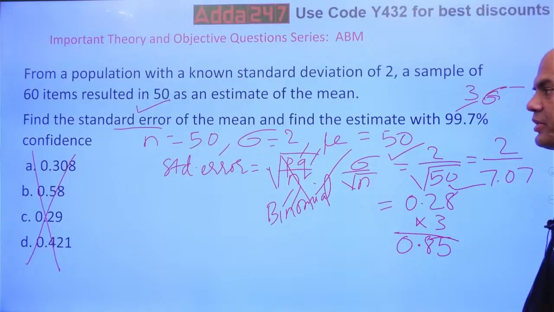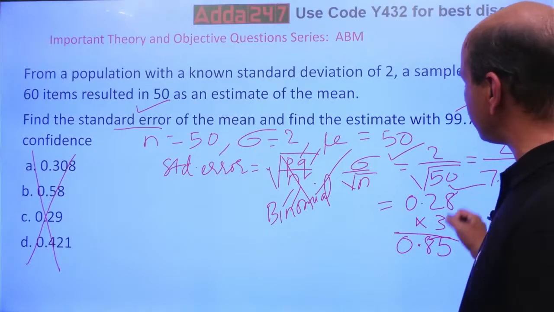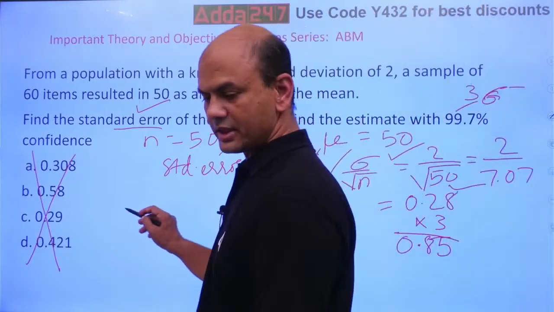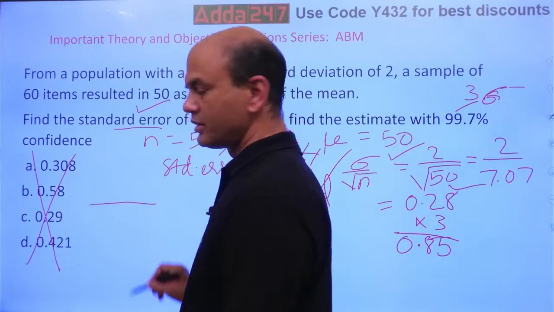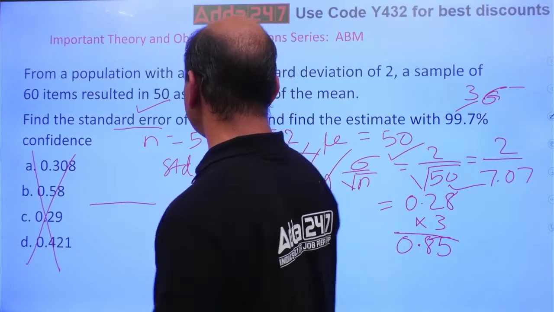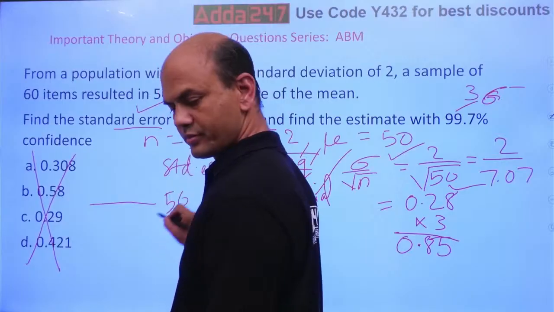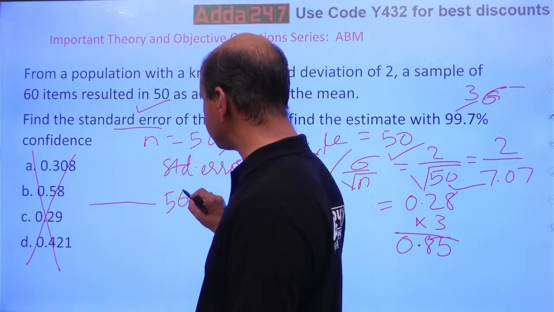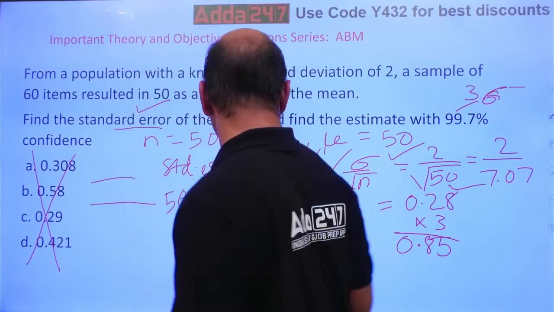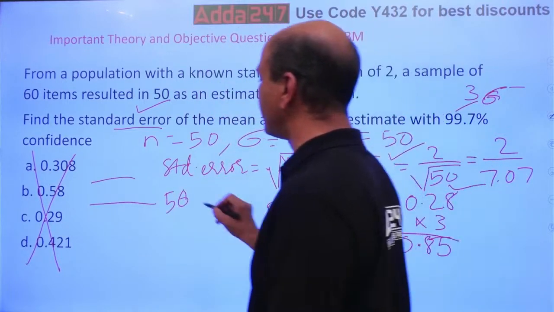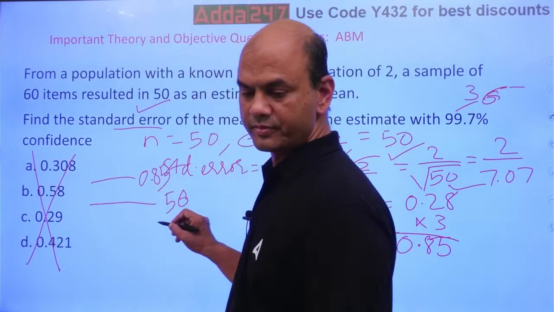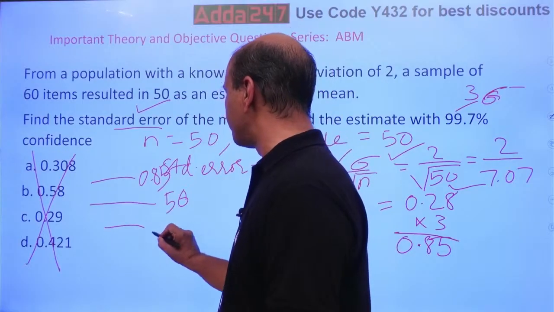0.85. Now you want the estimate with 99.7% confidence. What do you mean by estimate? You require the mean. What is the mean given? Mean is given as 50. So 50 plus 3 psi dash, this 0.85. So 0.85 add it, and here minus 0.85.